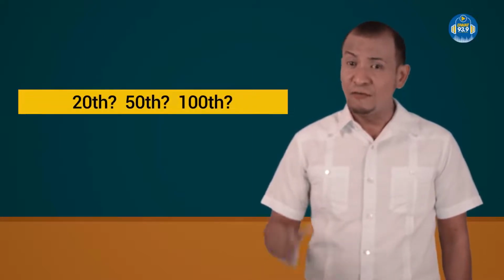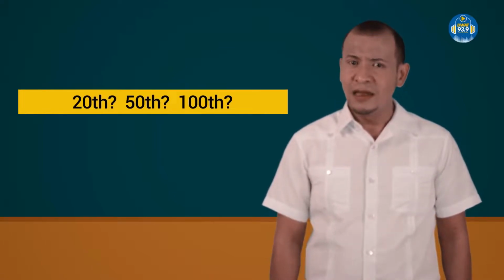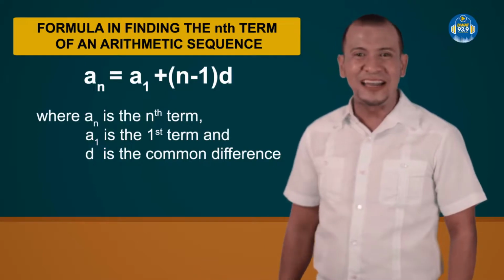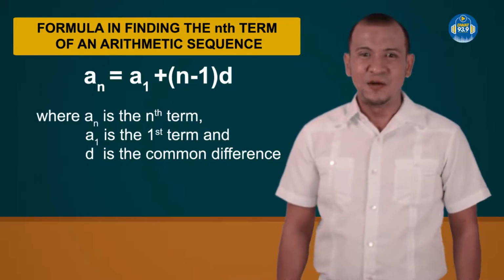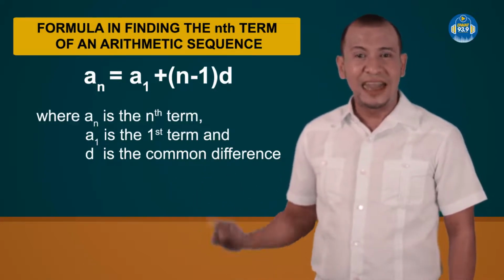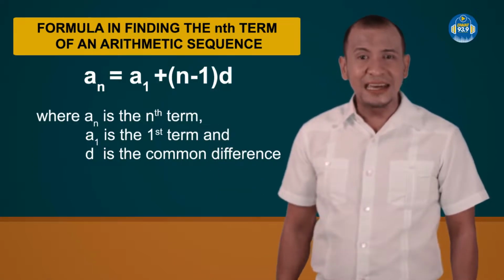Suppose we want to find the 20th, 50th, and the 100th terms of the sequence. How do you find them? We use the formula a sub n equals a sub 1 plus n minus 1 times d, where a sub n is the nth term, a sub 1 is the first term, and d is the common difference.